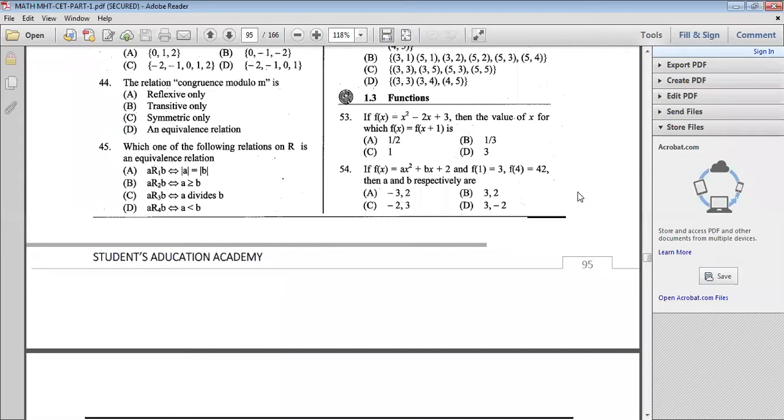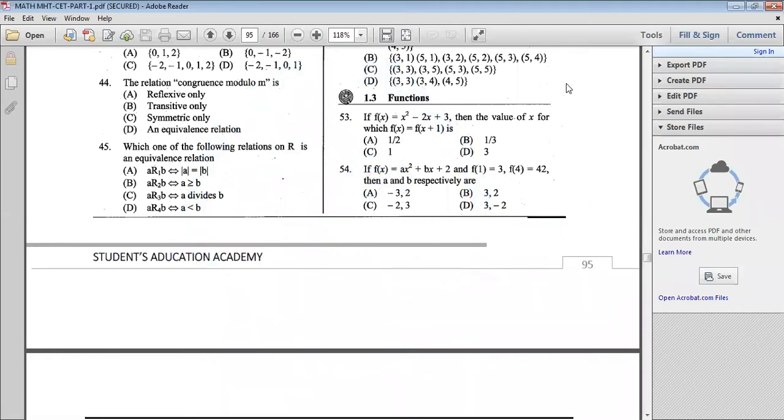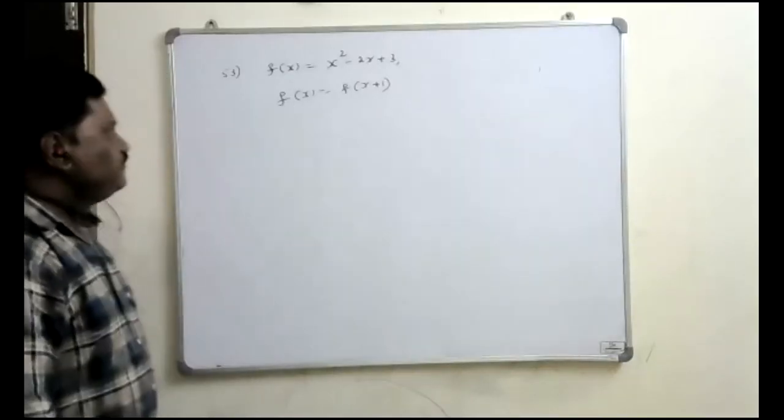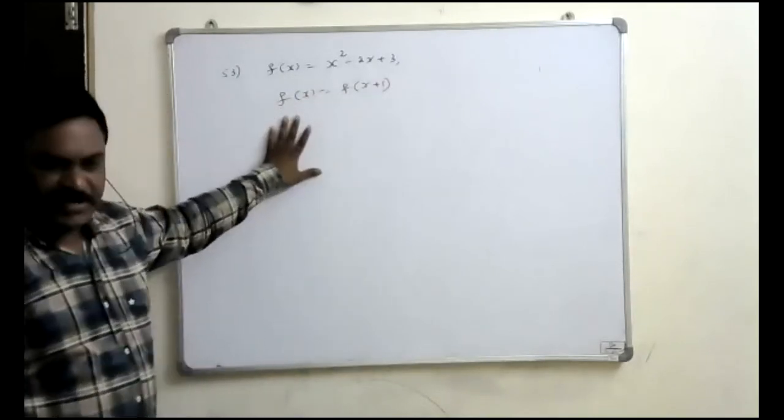So 53rd problem: it is given that f of x is equal to x square minus 2x plus 3. Then what is the value of x such that f of x is equal to f of x plus 1? f of x is equal to f of x plus 1. So what is the value of x? Just observe here. f of x is x square minus 2x plus 3, and this condition is given.